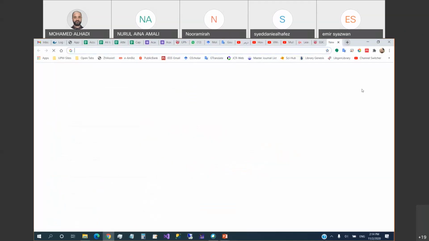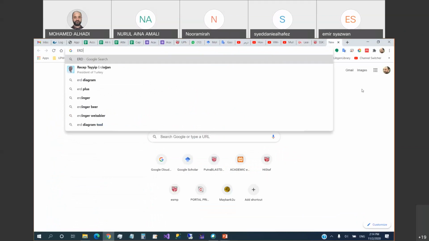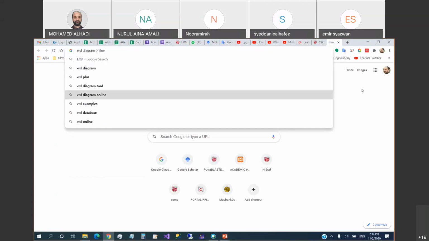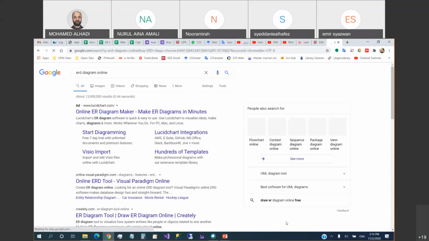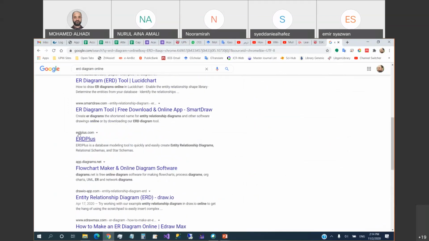I want to show you something called entity relationship diagram, ERD Plus.